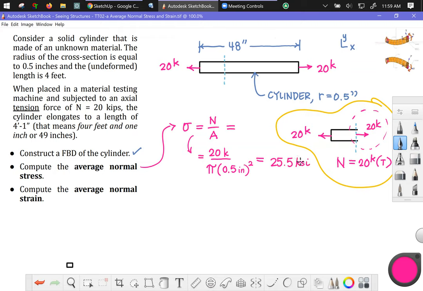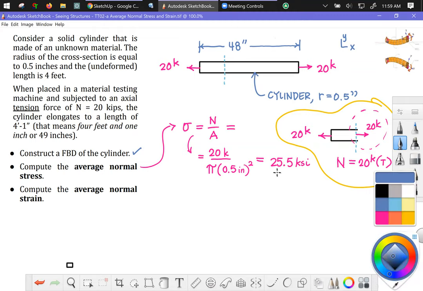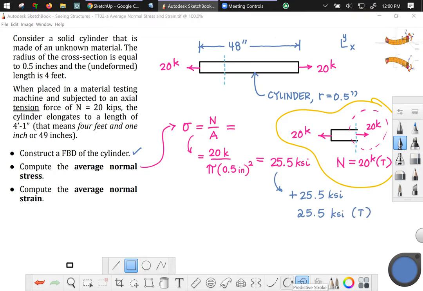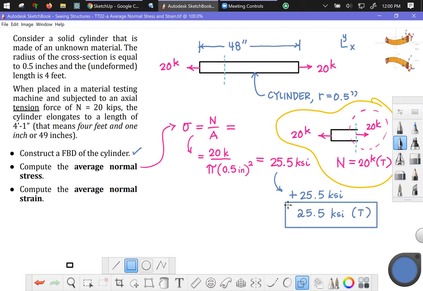25.5 ksi. Now, in terms of the sign convention, there are 2 ways to do this. Your first option is to use a positive sign, plus 25.5 ksi. The other way to do it, this is a little more emphatic, and therefore this is usually my preference, you could also do 25.5 ksi of tension. So use the little T in parentheses to indicate that that is a tensile stress, kips per inch squared.